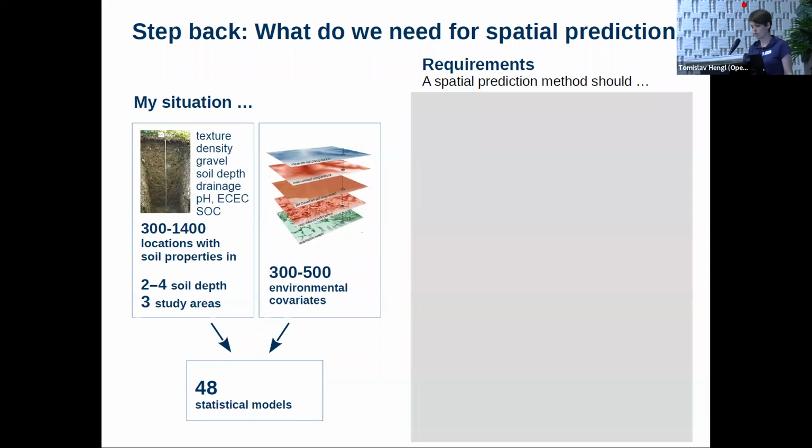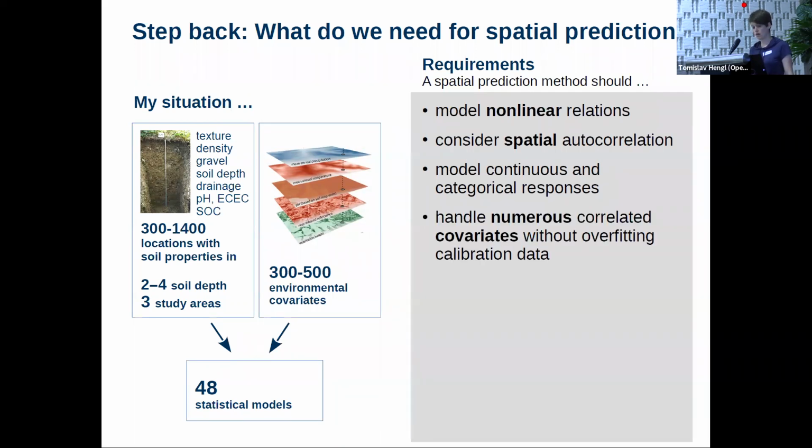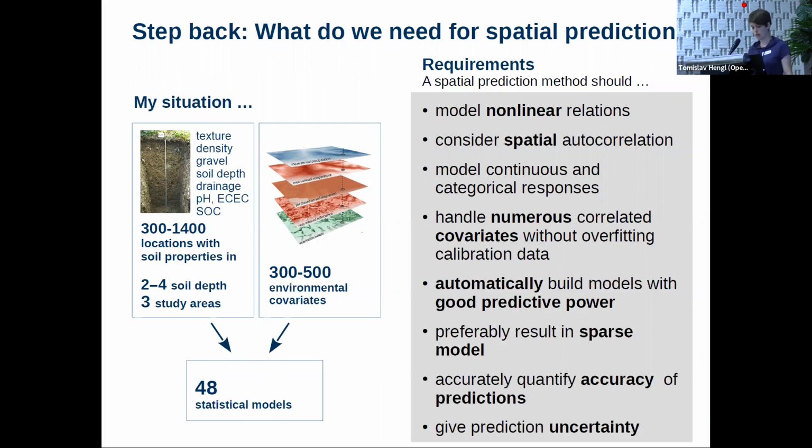What I needed is basically, I know there are non-linear relationships, so I cannot just go with a linear model. Further, this is spatial data, so I also want these models to consider the spatial autocorrelation. I have not just continuous regression data, I also have classes. I even had ordered classes. And I have really many covariates, and they are partly correlated, so I need a method that can handle that. And because I have so many models, I'd like to fit them automatically without too much user interaction.